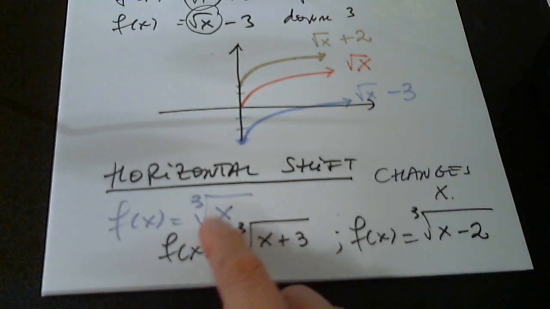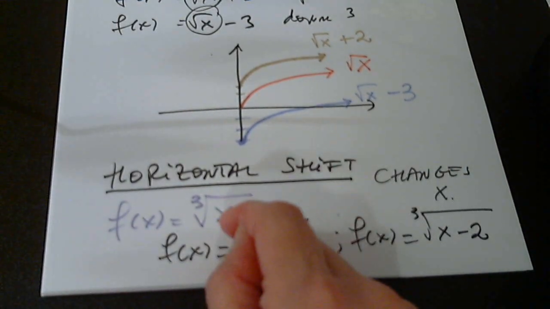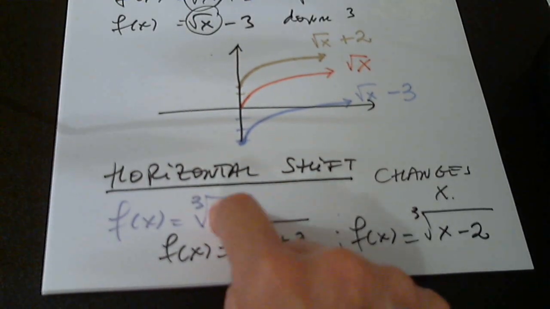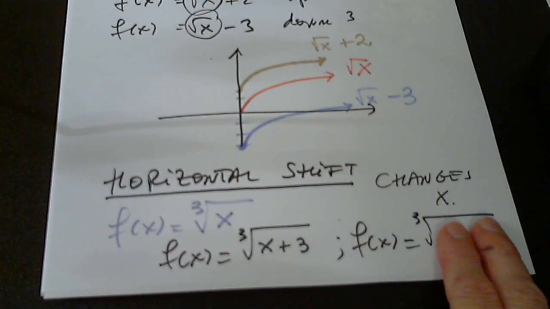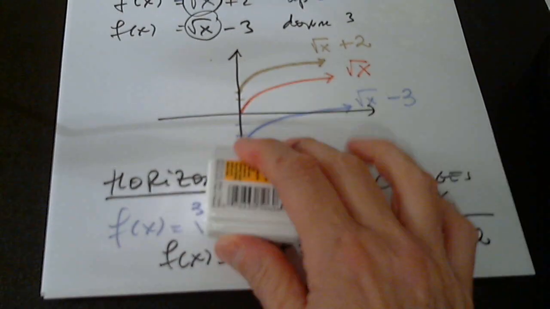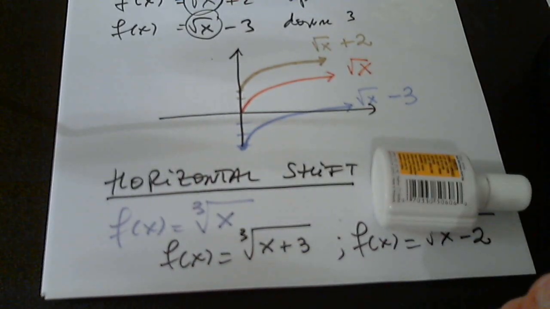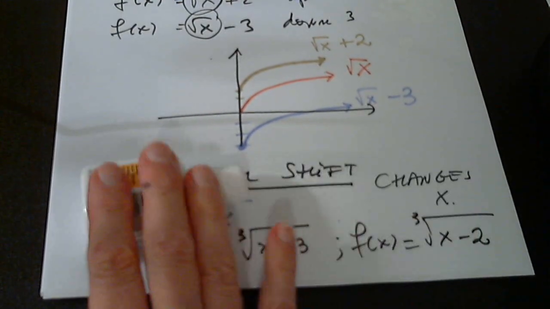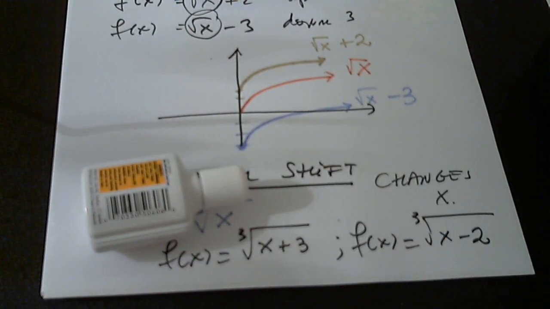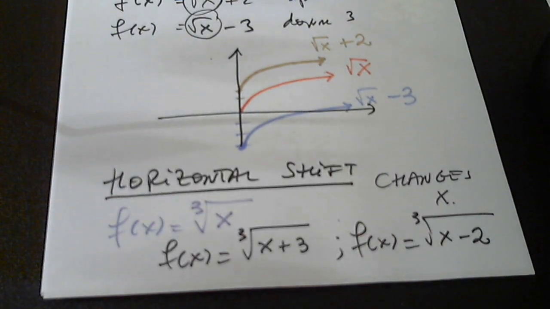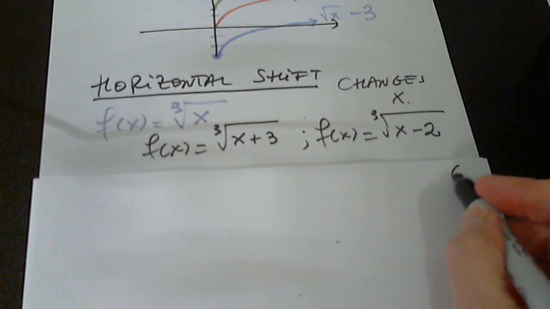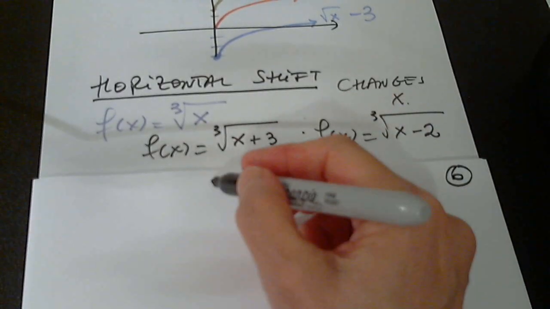It's not outside of the function. It's inside the function. I'm changing x to x plus 3. I'm changing x to x minus 2. When that happens, I either move to the right 3, or to the left 2, or to the right 2, or to the left 3. And I'll explain which one it is. Okay? So you don't have to memorize this. I just want you to understand it. So we graph the cube root of x.